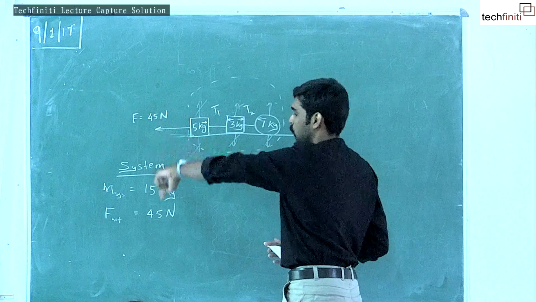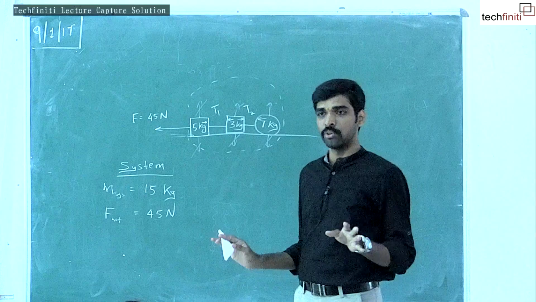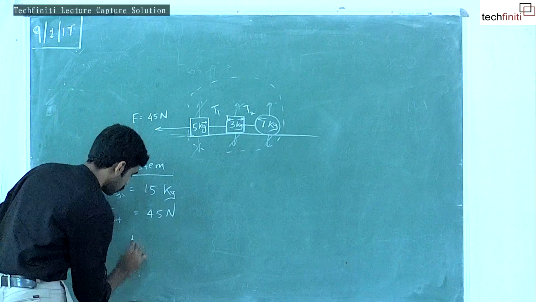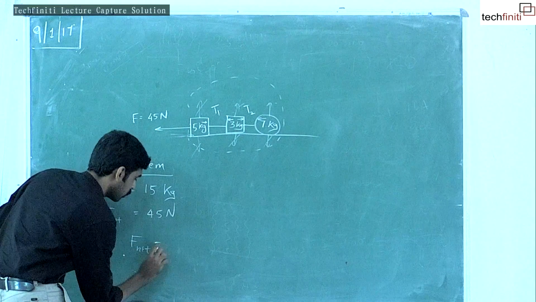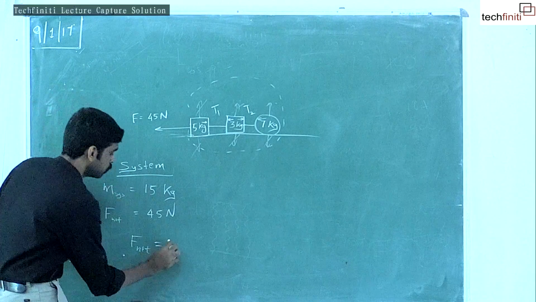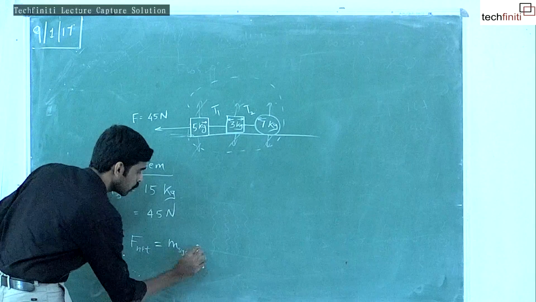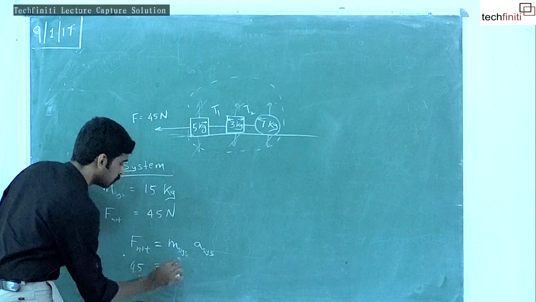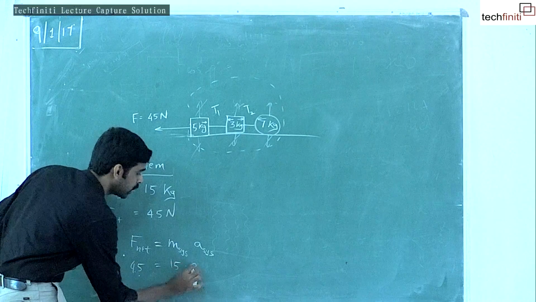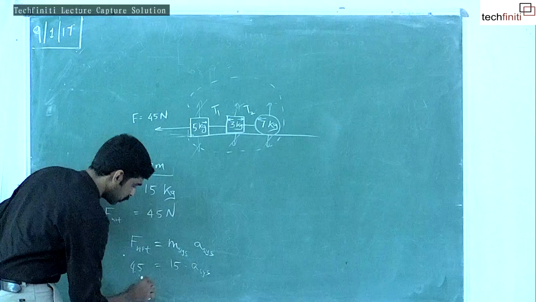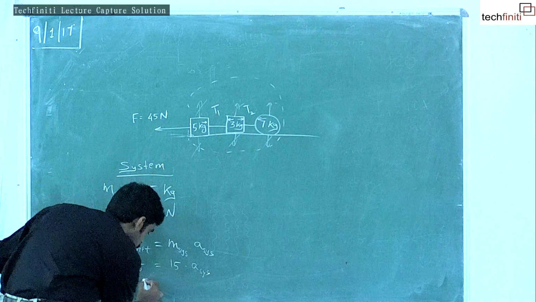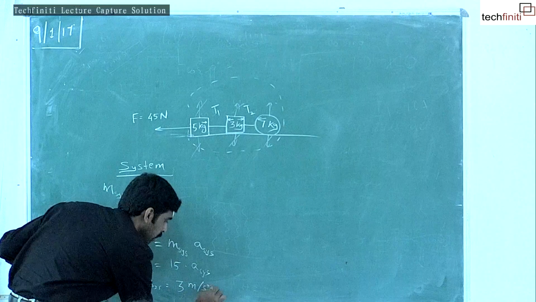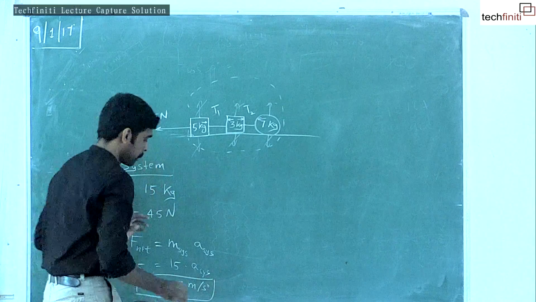Now I am giving an extra force of 45 Newton. So that will be your net force. Okay. So by Newton's law, what is net force? F net is equal to mass of the system times acceleration of the system. Now 45 is equal to 15 multiplied by acceleration. What is the value you are getting? Acceleration is 3 meters per second squared. Correct?